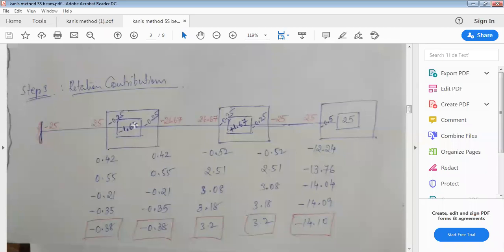And inside the box, we will have summation of movements at this joint. 25 minus 26.67, it is minus 1.67. 26.67 minus 25 is plus 1.67. Here you will get minus 1.67, here plus 1.67. And here directly you don't have any other value, so 25 only will have it here. These are my fixed end movements which I have written in red color.